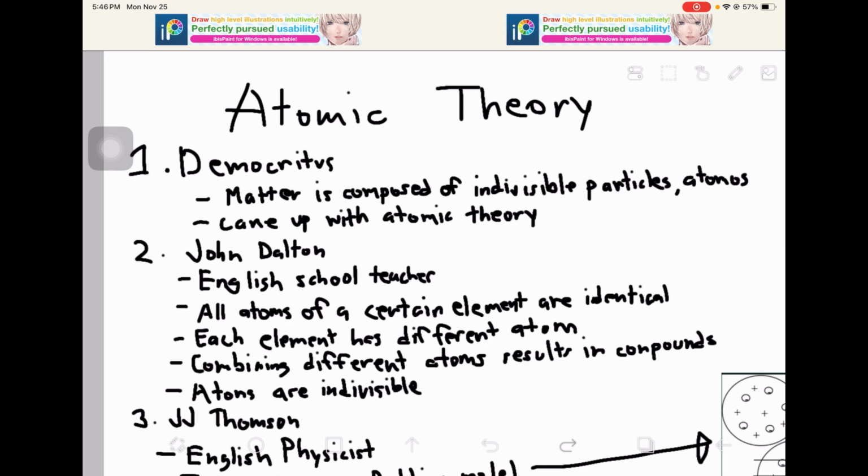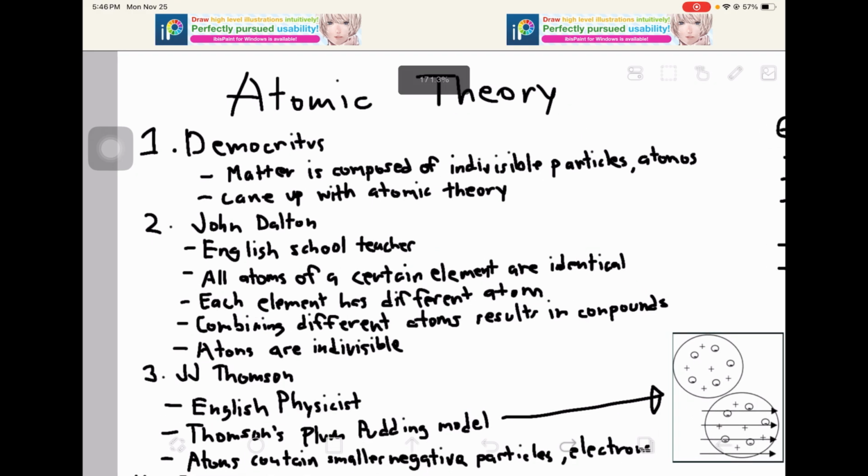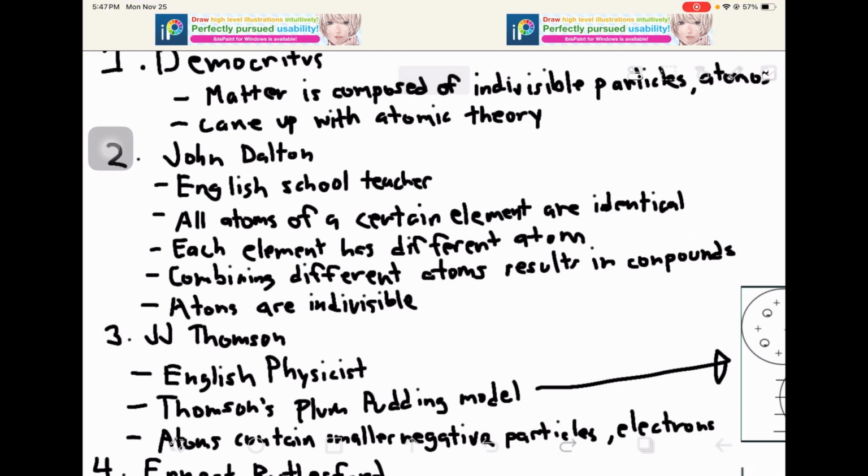Afterwards, an English school teacher named John Dalton stated that all atoms of a certain element are identical, which means all oxygen atoms, all nitrogen atoms, any element's atoms, they're all identical to one another. He also stated that each element has different types of atoms. So a hydrogen and helium atom would not be the same. Furthermore, combining different atoms results in compounds. And lastly, atoms cannot be divided further.